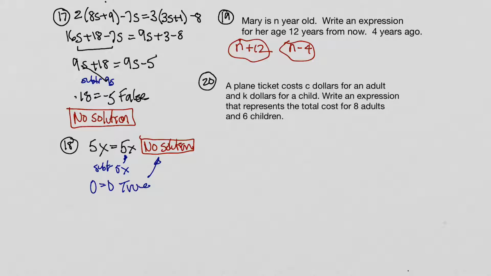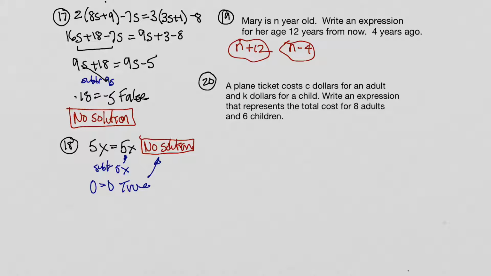We'll finish this section off with number 20. Now here's what we're told. A plane ticket costs C dollars for an adult and K dollars for a child. So we don't know what C is. It's just some kind of a cost, right? It's just some number. $100, $200, $10,000. We don't know what it is. Just some cost. K is the cost for a child's ticket.